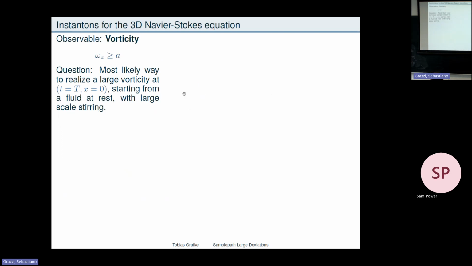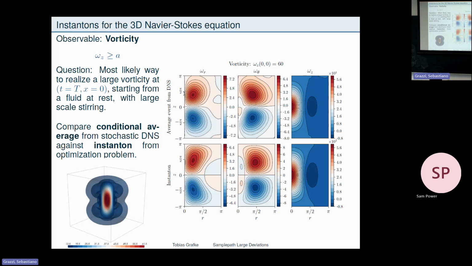So I want to just briefly show, because it's pictures, a few applications. The question is, what's the most likely way to realize a large vorticity in the Navier-Stokes equation, starting from a fluid at rest and with a large spoon stirring it only on large scales? And the answer is, it's a vortex. That's maybe not surprising. It's a particular vortex, and that's the vortex that comes out of the optimization problem.